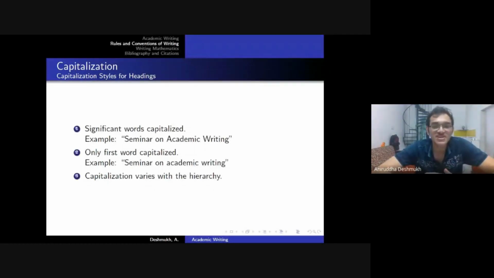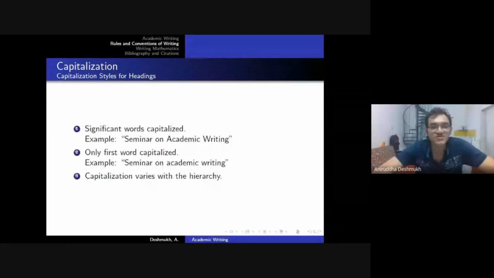But there are basically three significant styles of capitalization for titles and headings. The three are as follows. The first thing you can do is capitalize all significant words. So for example, this one is a seminar on academic writing. So the significant words are seminar, academic, and writing, so I have capitalized them. But on is not a significant word, so I have not capitalized it.